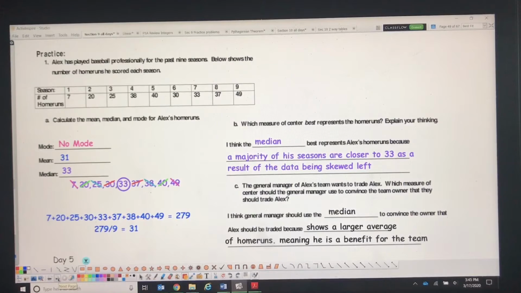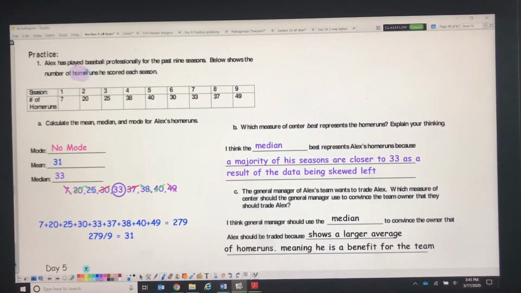The problem states Alex has played baseball professionally for the past 9 seasons. Below, they give you a table of the number of home runs he scored each season. So remember, this is home runs scored. Part A asks us to calculate the mean, median, mode for Alex's home runs.